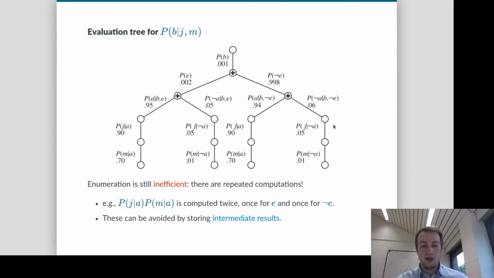Okay. And so the way we could avoid that would be by storing intermediate results and then checking if we've already computed this result before computing them.